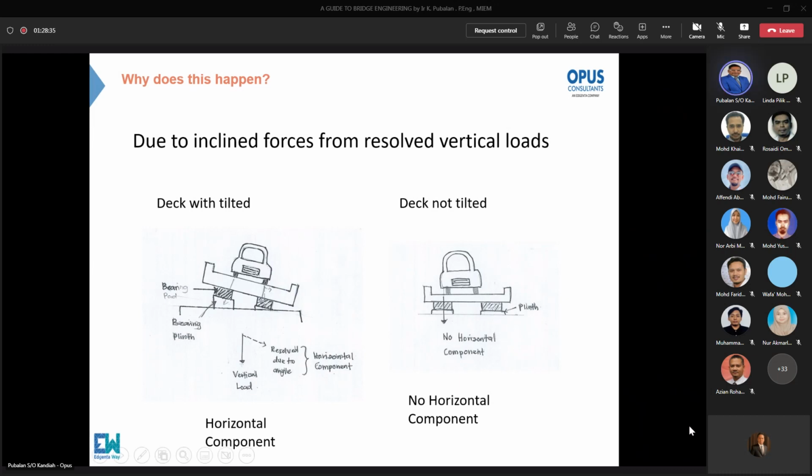when you have a tilted deck, you will have some component forces. So like here you can see you have an inclined component or horizontal component. This is something which can push the bearing out. Right?